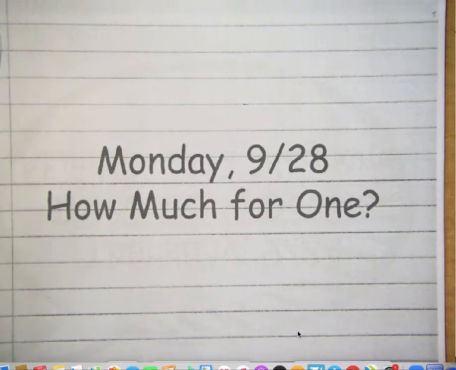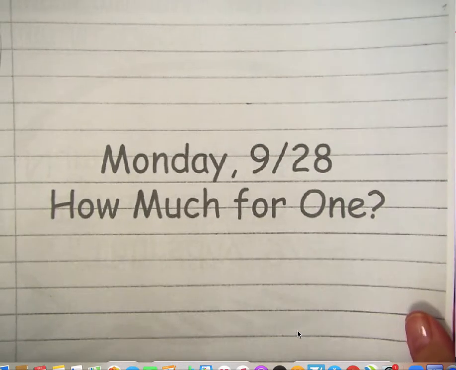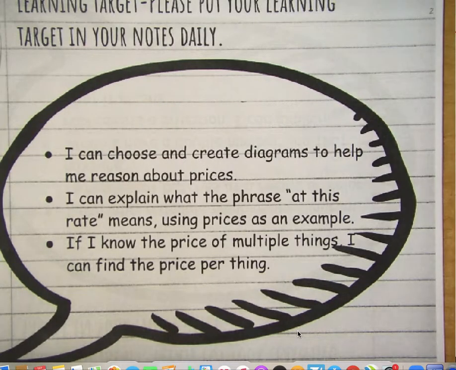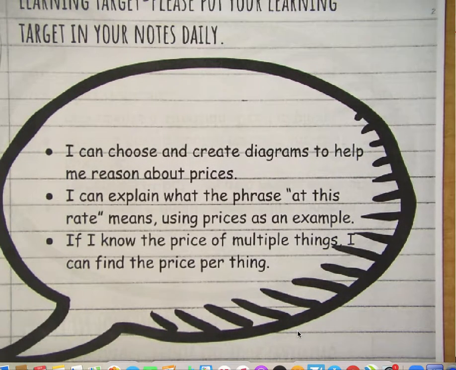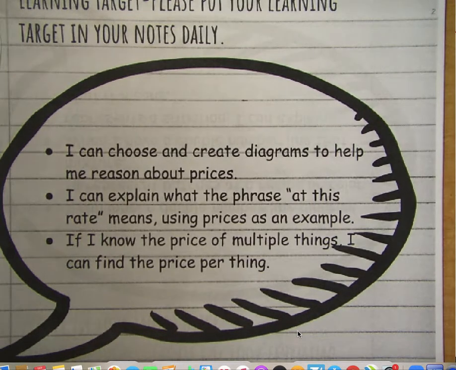Today's Monday, September 28th, and if you'll go ahead and head up your paper, the title of today's lesson is "How Much for One?" How much for one? And I'm going to have you stop and write down your learning targets.